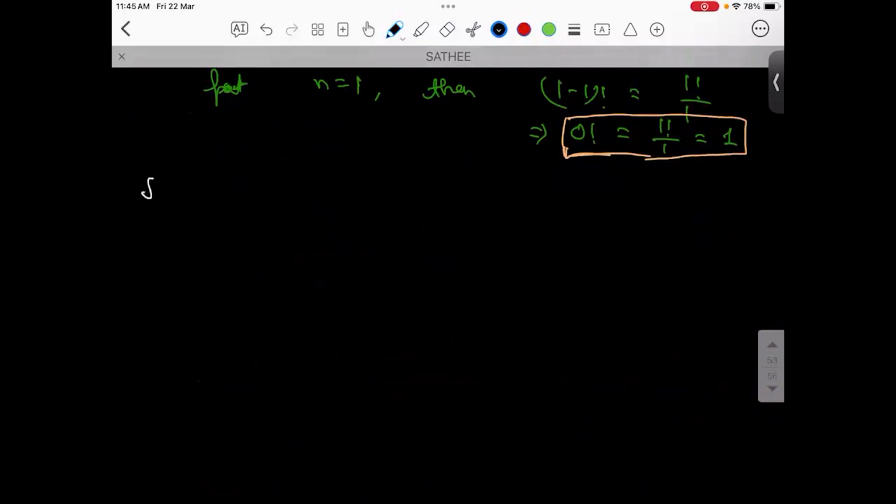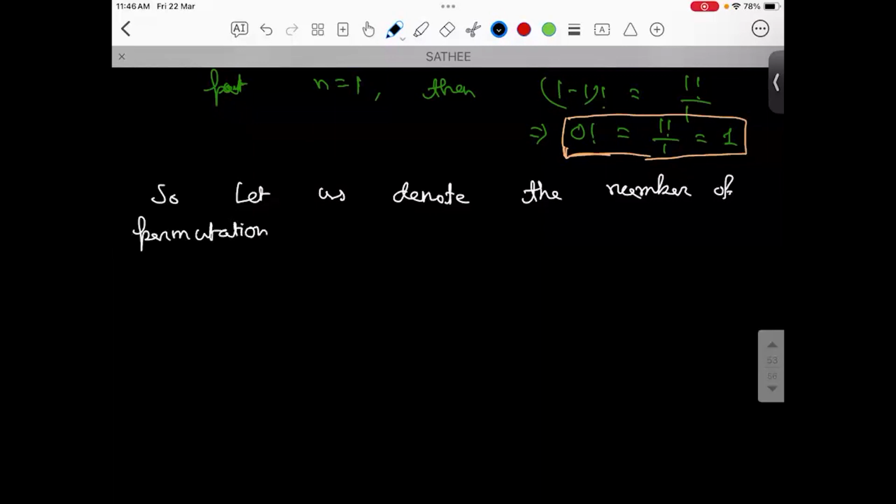Let us denote the number of permutations by NPR. So what is NPR? NPR means I have n many objects and we are finding all possible permutations for r many objects taken at a time.